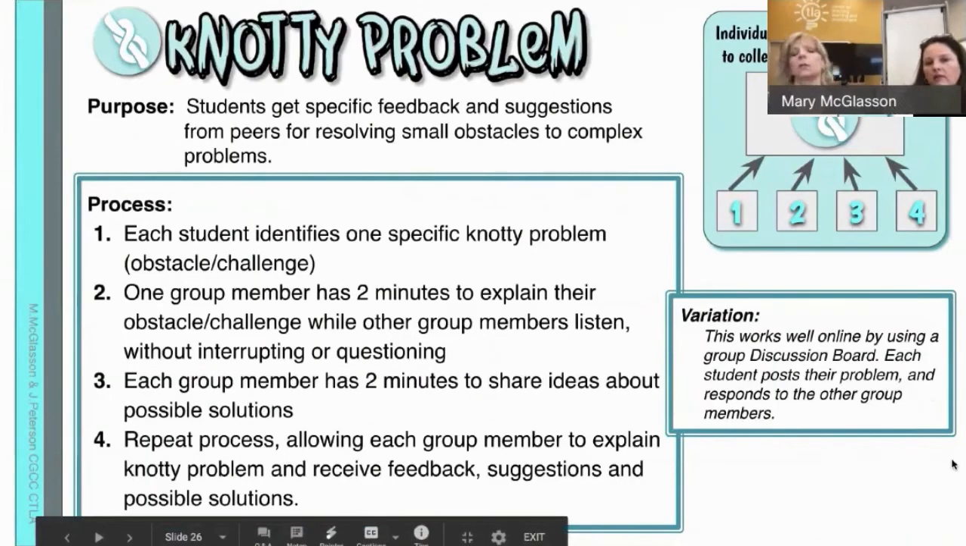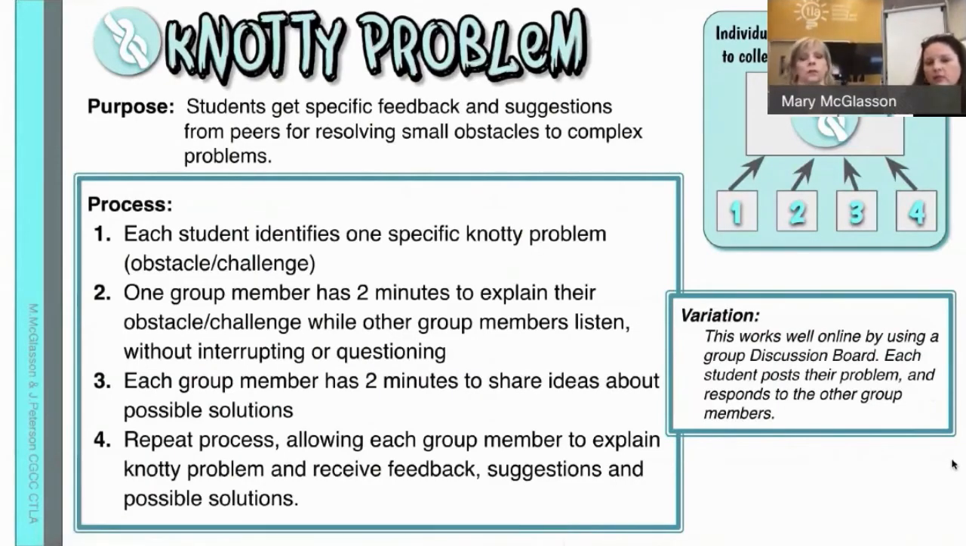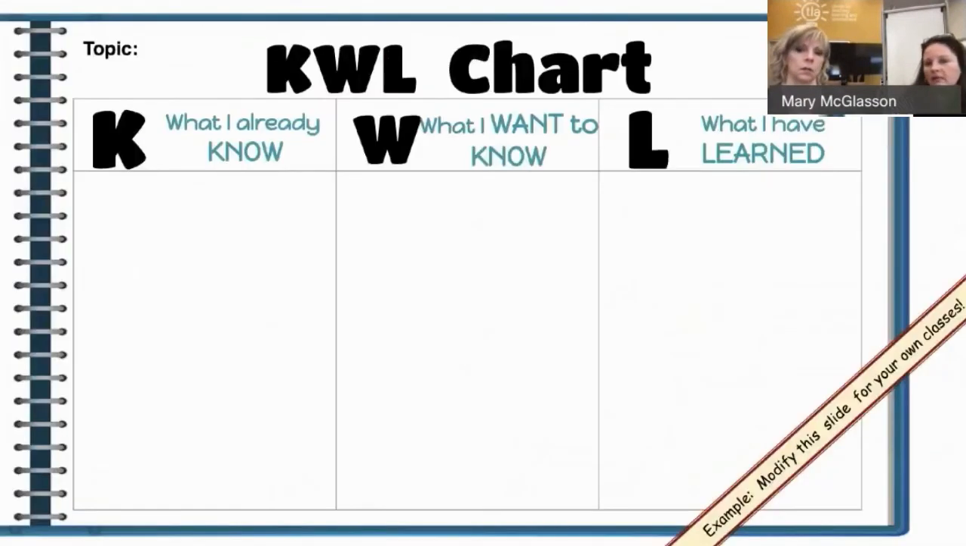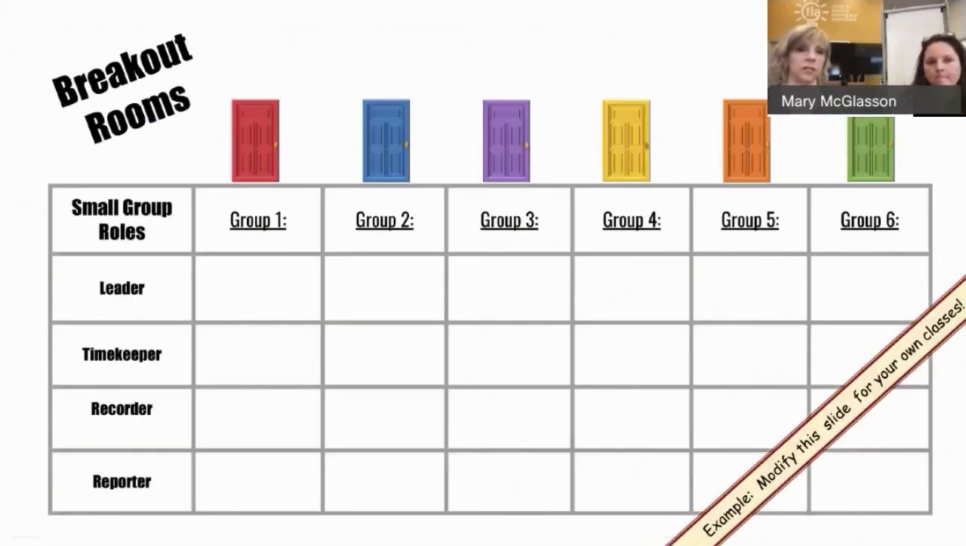We've also got all of the projects and some variations. So if you want a little more information on the naughty problem, there's some guidelines for it. Other strategies: 3, 2, 1, Rosebud form, a KWL chart. This is just a Google slide if you want to have students use that, or you could make a slide deck where they're each doing that and capturing the learning. We did this on our first activity today.